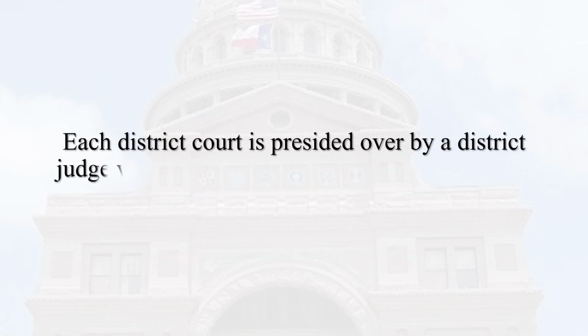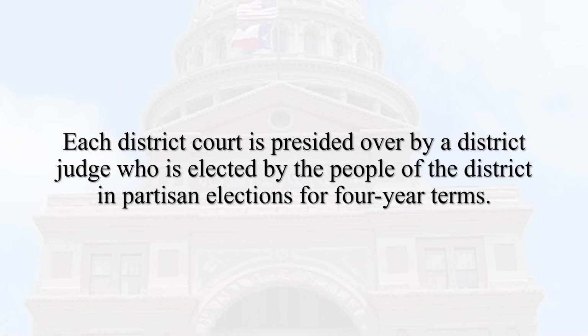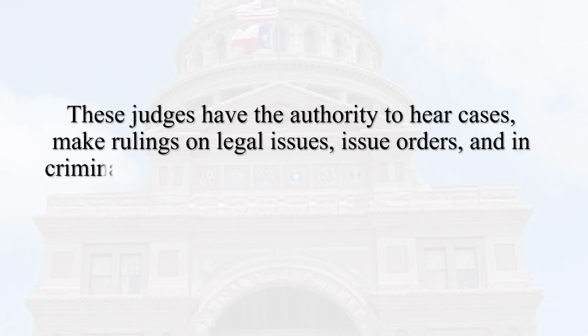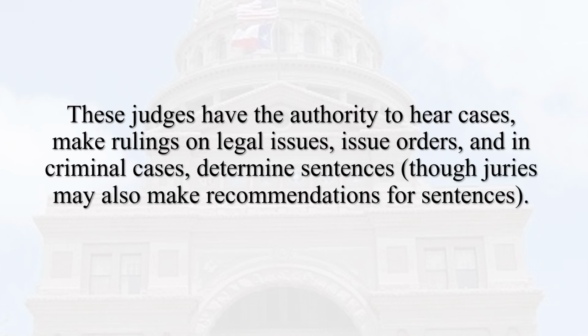Each district court is presided over by a district judge, who is elected by the people of the district in partisan elections for a 4-year term. These judges have the authority to hear cases, make rulings on legal issues, issue orders, and in criminal cases, determine sentences, though juries may also make recommendations for sentences.